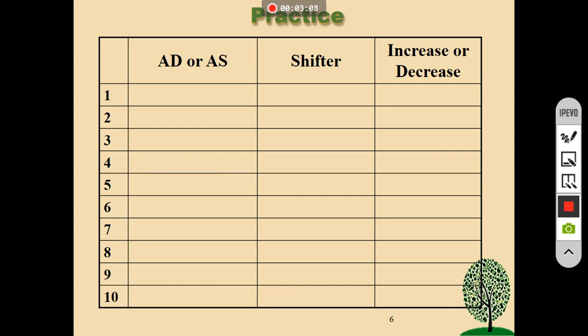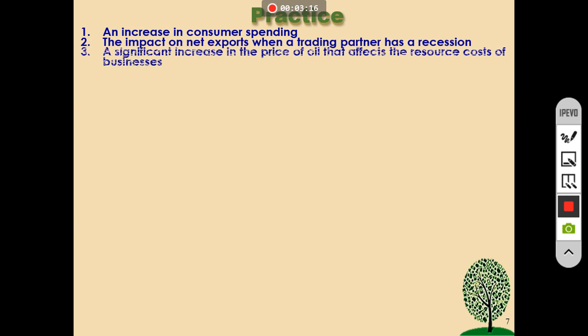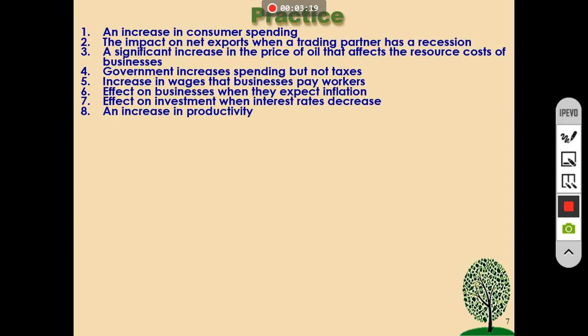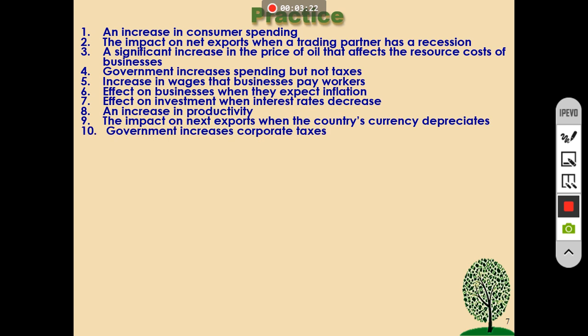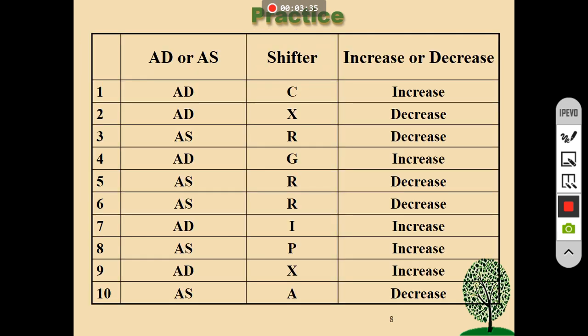So, draw this out, and then I'll put up the prompts, and you can pause the video. Okay, there they are. So, pause the video here, and see if you can draw these shifts. Okay, here's your answers. So you can pause again, see how you did, see if you got them right. So this is which curve is shifting, what is the shifter, and then does it increase or decrease?